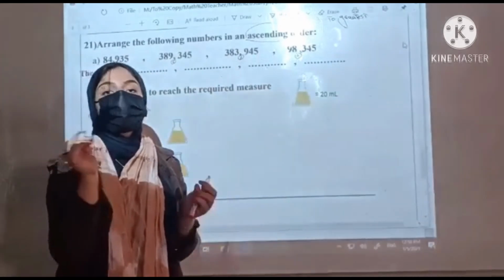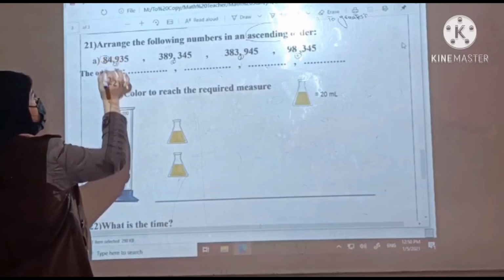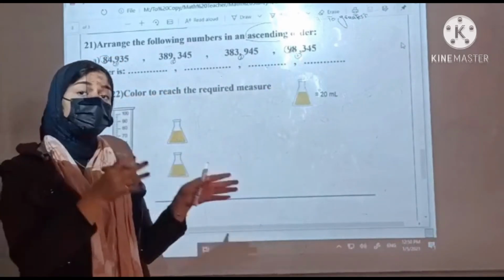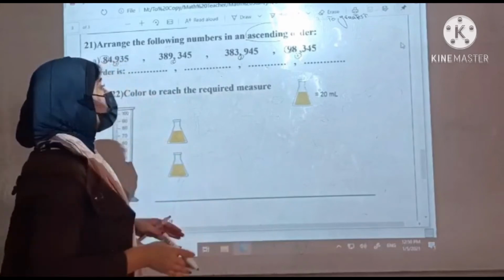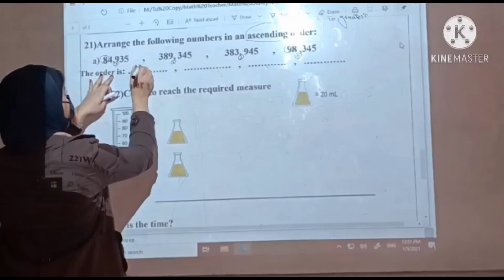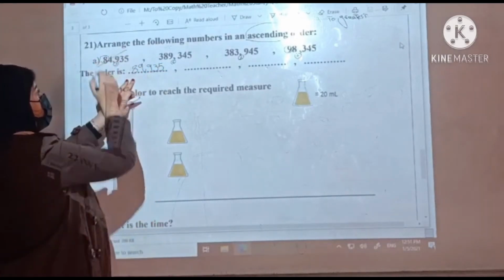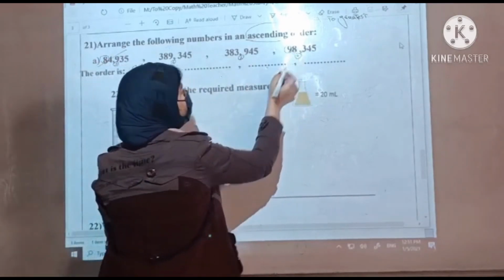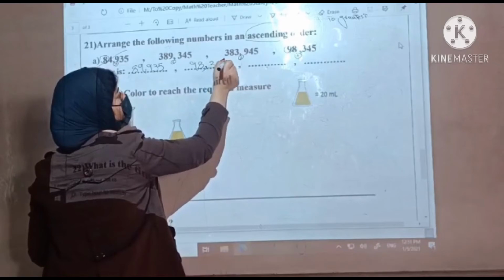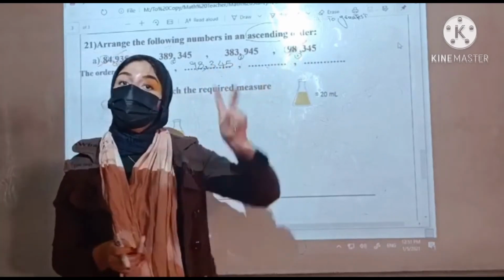So I'm gonna circle the digit in the biggest place value. So here the number is 8 and here 9. So which one is the smaller, 8 or 9? Yes, 8. So 84,935 is the smaller and the next will be 98,345.